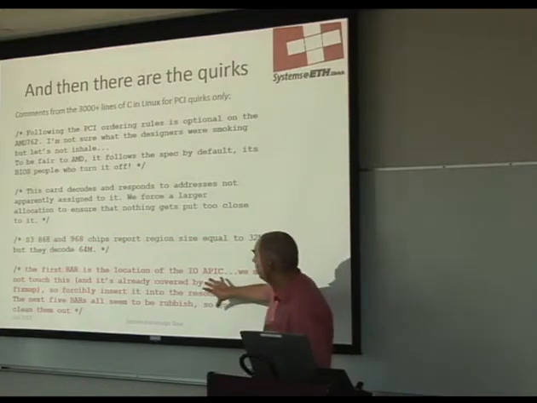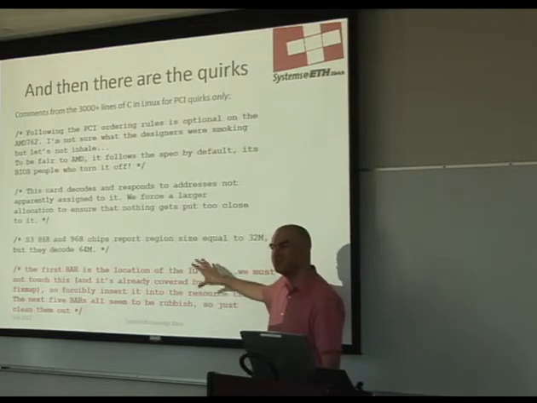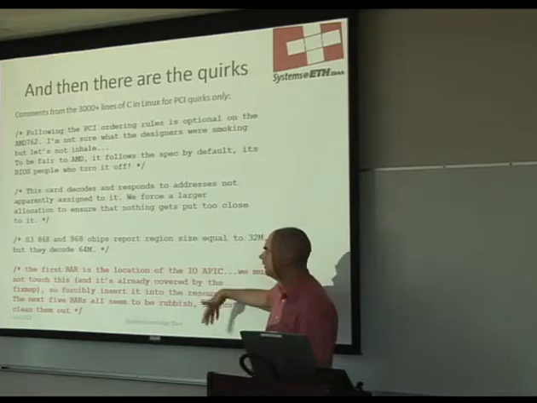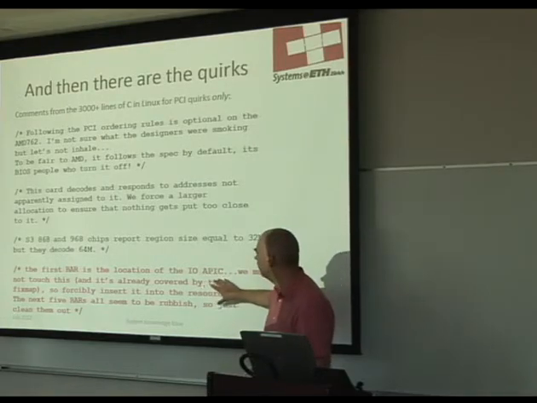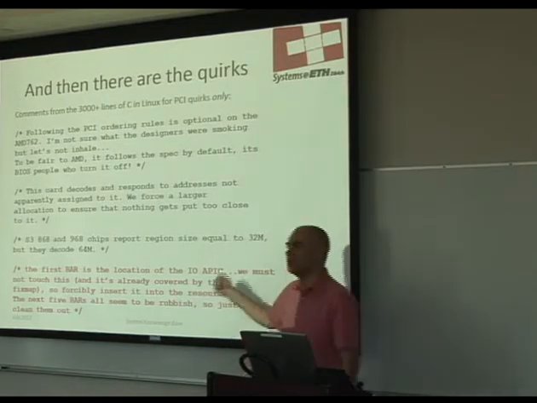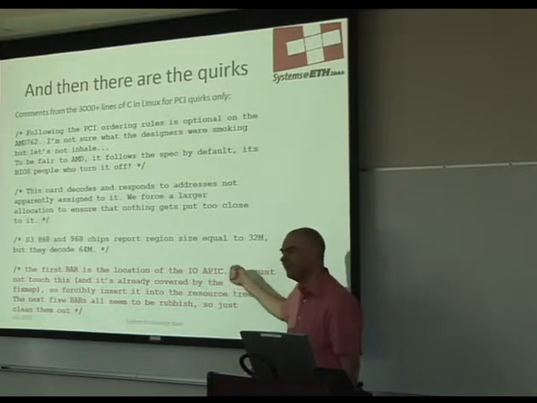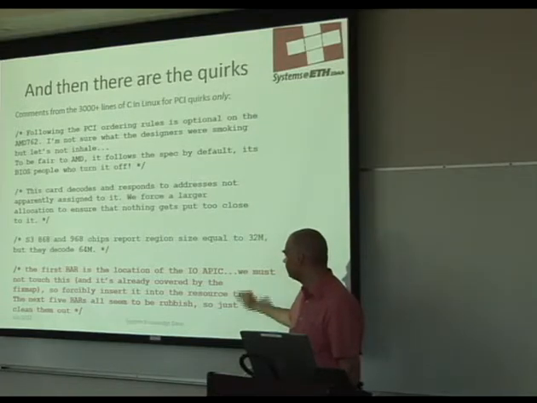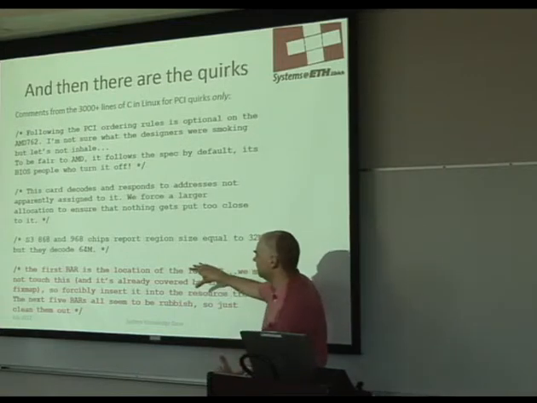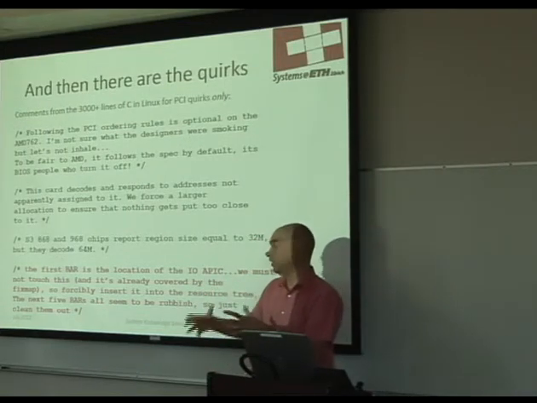Here's an interesting one. This is not on every PC. This is on very particular chipsets. Turns out that there is a device that contains a lot of the legacy PC stuff, like the old timer and the UARTs and things like that. The first BAR is the location of the IO APIC, but you're not allowed to touch it. You can't program that BAR. It does give you an address, but you can't change the address. So you can't move this device. So you have to keep this as it is. So now there's this immovable device in here.